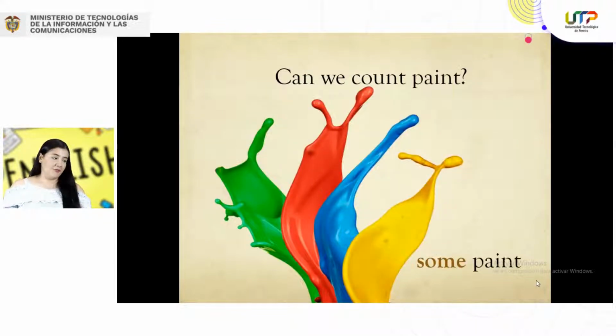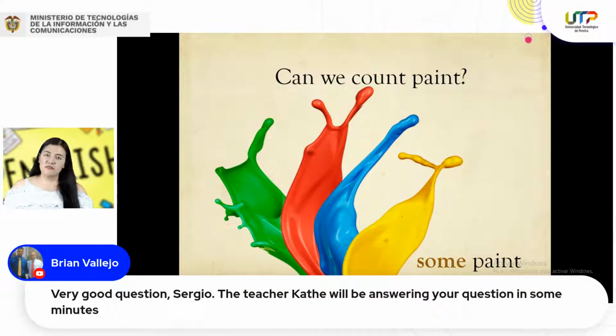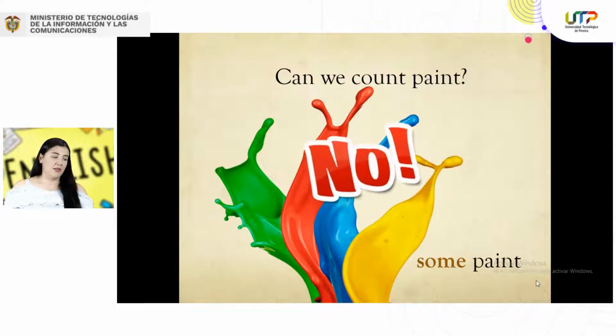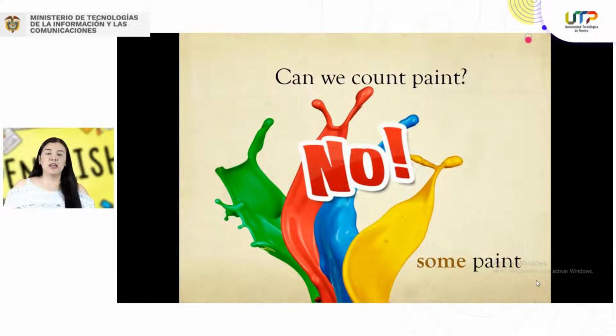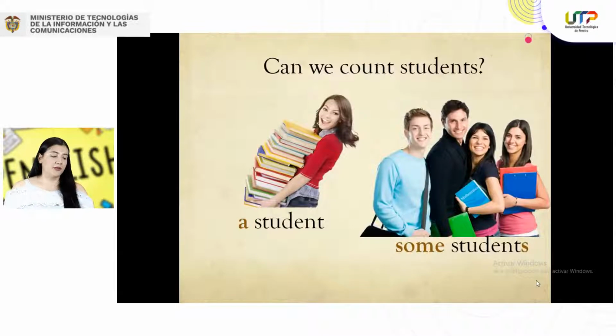So let's continue. What about paint? Is it possible to count paint? What do you think? No, we cannot say, oh my God, I'm going to separate paint and I'm going to count one by one. No, that's impossible, right? That would be impossible. So, uncountable. Very good. Isa, Luisa, and Dana. Correct.